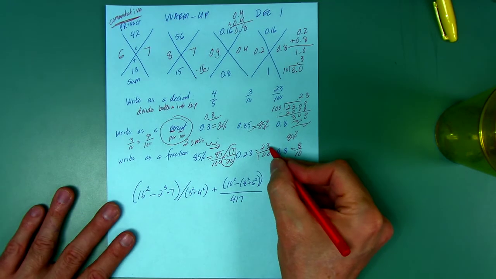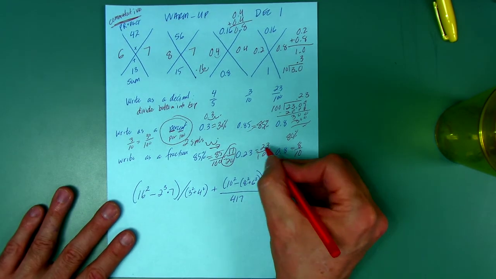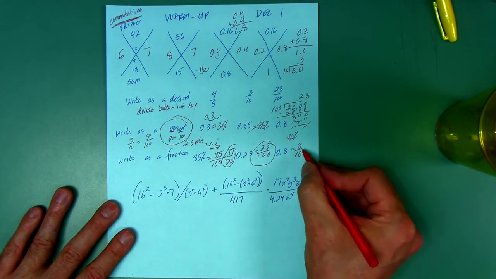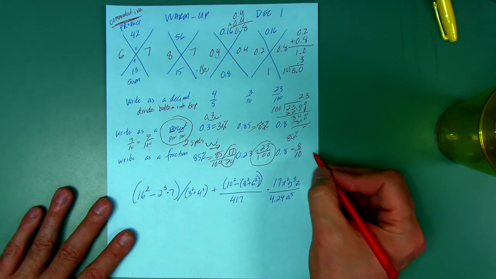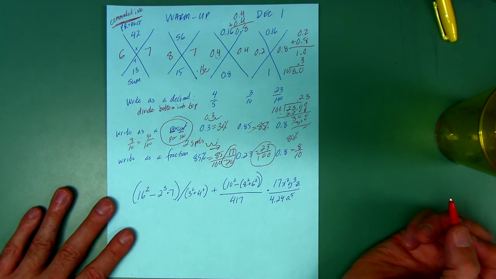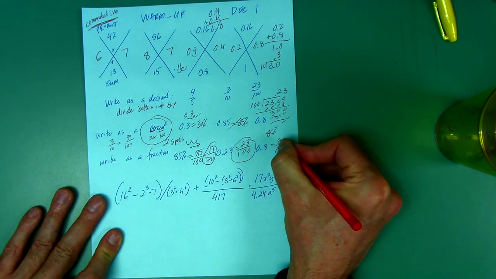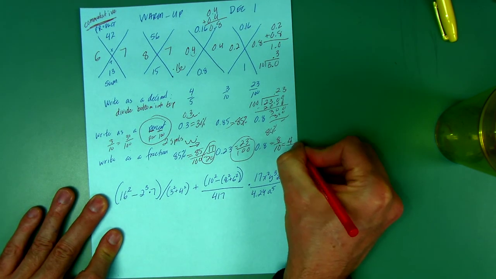Now, 23 is a prime number, so I cannot simplify that. 23 hundredths is 23 hundredths. But 80 and 100 are both even, huh? So what number goes into every even number? 2. How many 2's fit into 80? How many 2's fit into 100?